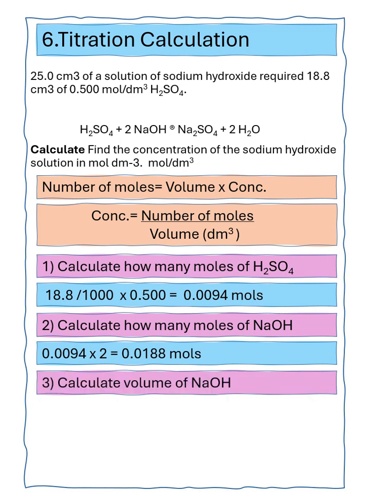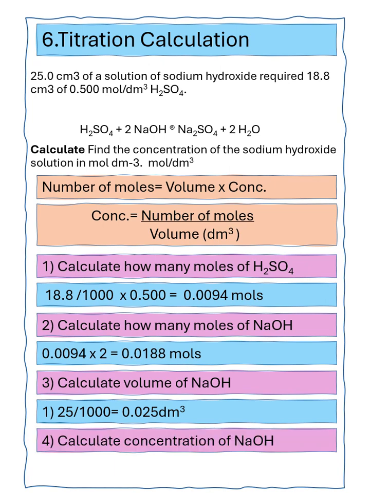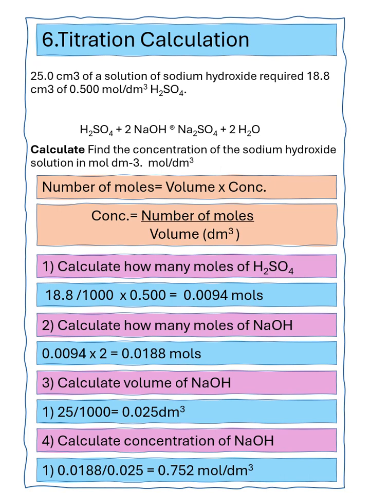We then need the volume of sodium hydroxide in decimeters cubed. So we've got 25 centimeters cubed, so we divide that by 1,000 to get 0.025 decimeters cubed. We've now got the number of moles and the volume. We can use the second equation, therefore, to calculate the concentration of sodium hydroxide. So that's 0.0188 divided by 0.025, which gives us a concentration of 0.752 moles per decimeter cubed.